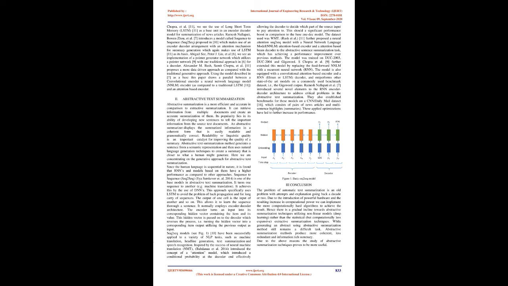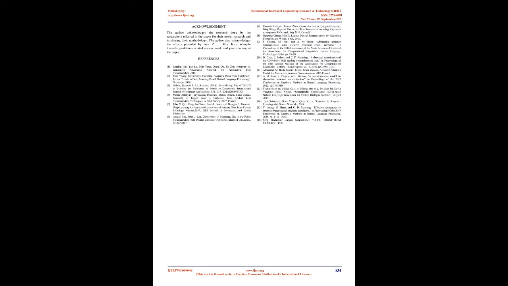Sequence to sequence, SEQ to SEQ, Ilya Sutskever et al. 2014, is one of the base models in abstractive text summarization. It turns one sequence into another, e.g. machine translation. It achieves this by the use of DNNs. This approach specifically uses LSTM to avoid the problem of backpropagation and for long carry of sequences. The output of one cell is the input of another and so on. This allows it to learn the sequence through a sentence.